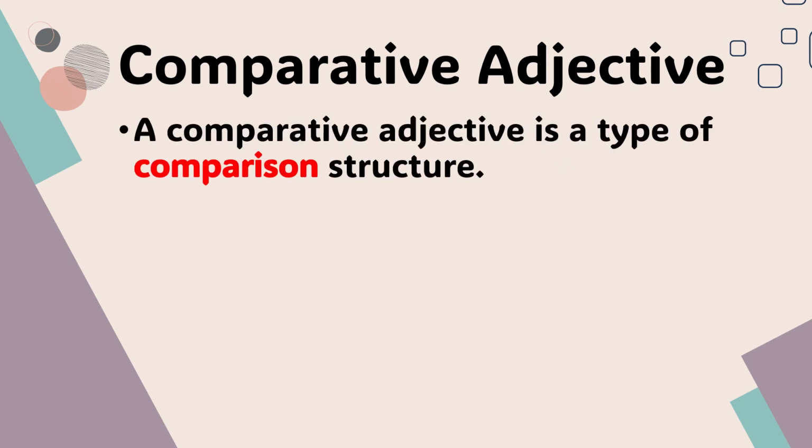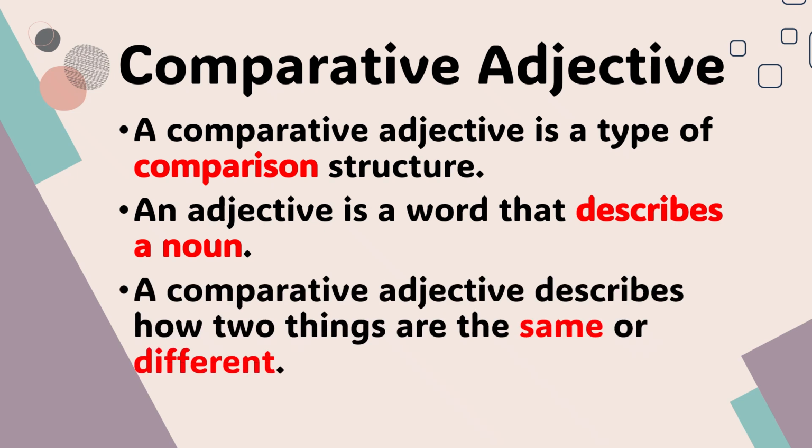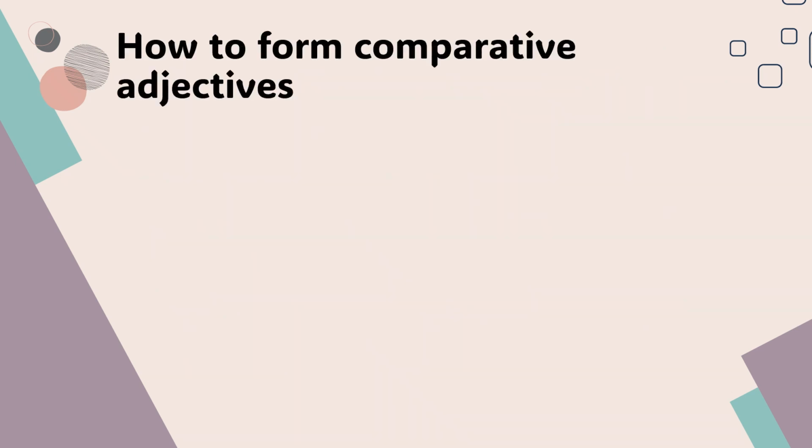A comparative adjective is a type of comparison structure. An adjective is a word that describes a noun. A comparative adjective describes how two things are the same or different. How to form comparative adjectives.